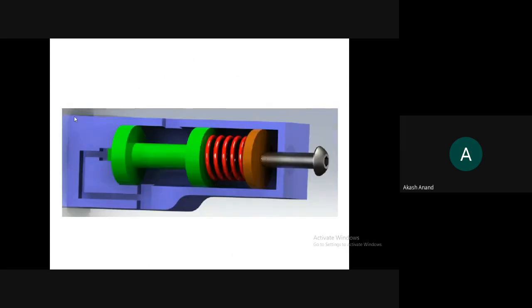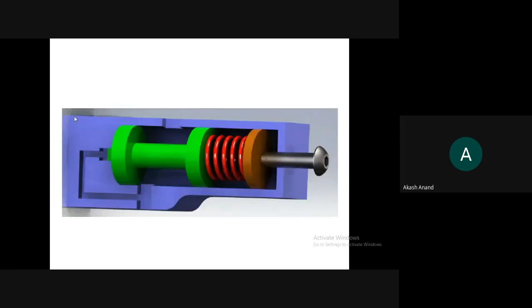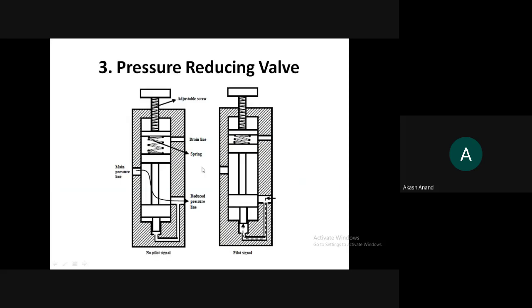So this is the actual diagram, or actual figure, of a pressure reducing valve. Okay. So this is a screw arrangement. We can turn the screw to load the spring. Okay. By changing the spring compression or tension, there should be higher pressure to move the arrangement. So this is the actual figure and this is a block diagram. Okay.